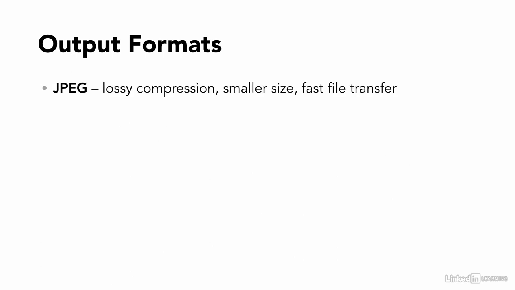Now, when you're saving files to view on a screen, such as a phone or a computer, or posting online, JPEG is again the most common format because of its ability to create small files that download quickly. There are also some specialty file formats.